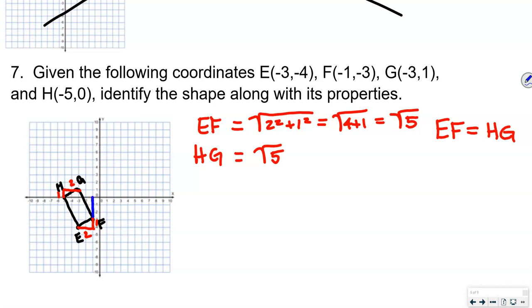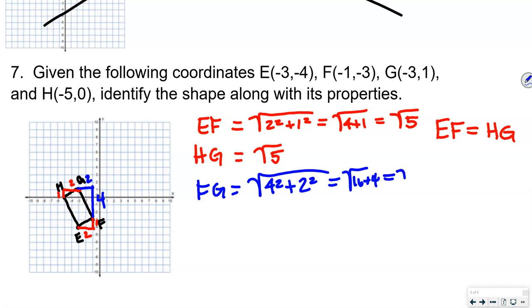So FG, I go 1, 2, 3, 4 up and 2 over. Y'all see that? So 4 and 2. We're going to do the same thing with this one. With FG, we're going to take the square root of 4 squared plus 2 squared. That's 16 plus 4, which is the square root of 20. Now let's check the other side, HE. I'm going down 1, 2, 3, 4, over 2 again, 4 and 2. Because they're the same numbers again, we know that this is the square root of 20. So we can say FG is equal to HE.